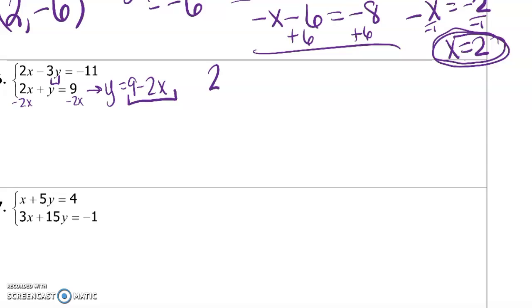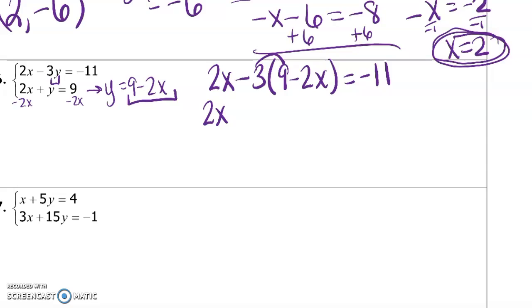When you rewrite it, 2x minus 3, don't forget your parentheses, 9 minus 2x goes in parentheses, equals -11. When you distribute, you have to remember you're distributing -3. So that becomes -27, but then plus 6x. -3 and a -2x gives us plus 6x. Equals -11.